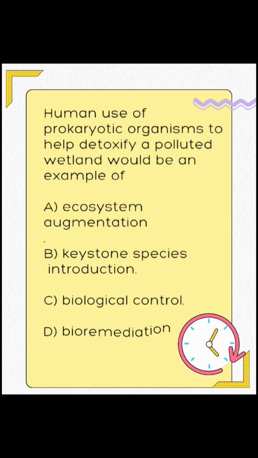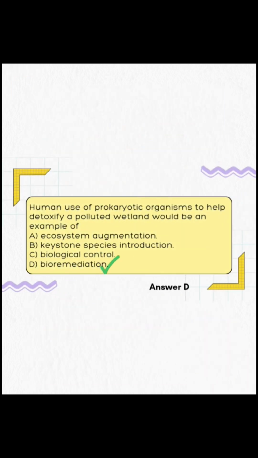Human use of prokaryotic organisms to help detoxify a polluted wetland would be an example of ecosystem augmentation, keystone species introduction, biological control, or bioremediation. So the answer is bioremediation.